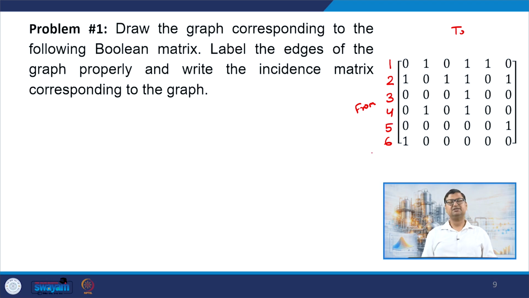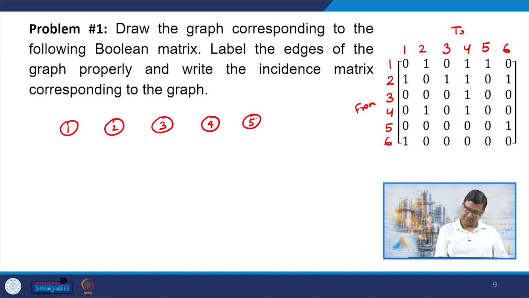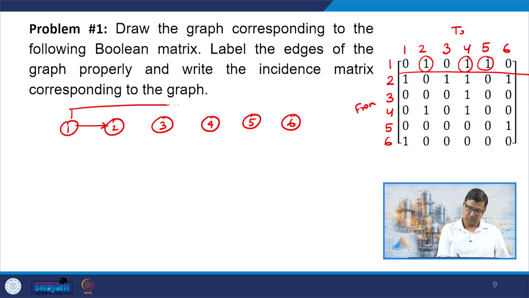So there are 6 vertices. That's why we have a 6 by 6 matrix. And let me first put the 6 vertices here. 1, 2. I don't know how they are connected, but I know that there are 6. And now we can look at the R matrix and see from 1, one can go to 2, 4, and 5. So from 1, I will draw lines to 2, 4, and 5.